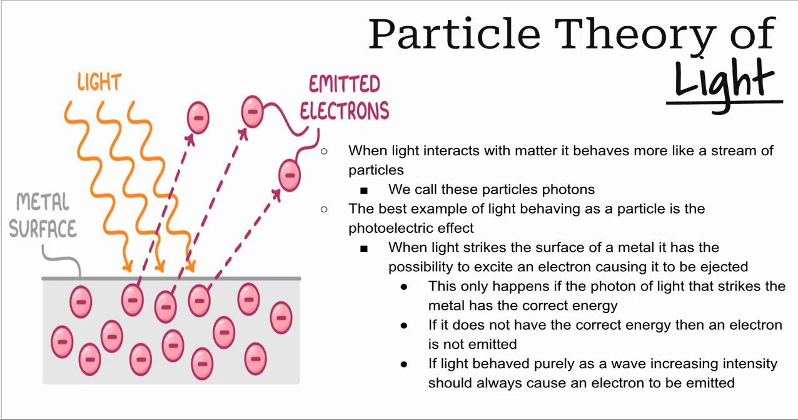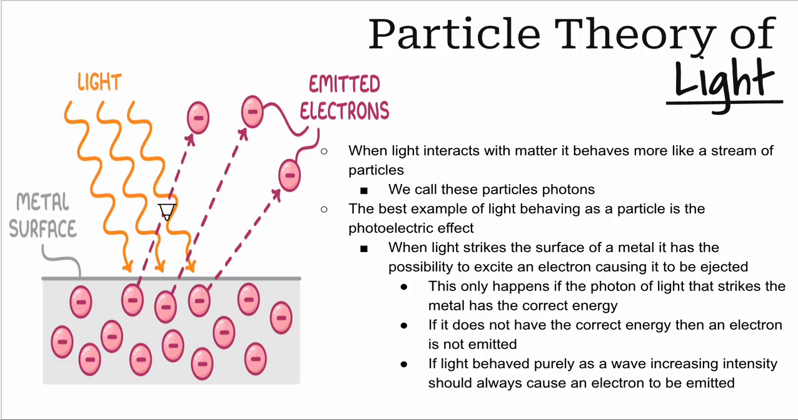It does have a particle side, and this is primarily related to something called the photoelectric effect, which we also looked at in our lab. So when light is interacting with matter, then it often behaves more like a stream of particles, and we call these particles photons. The best example that we have of light behaving as a particle is the photoelectric effect.